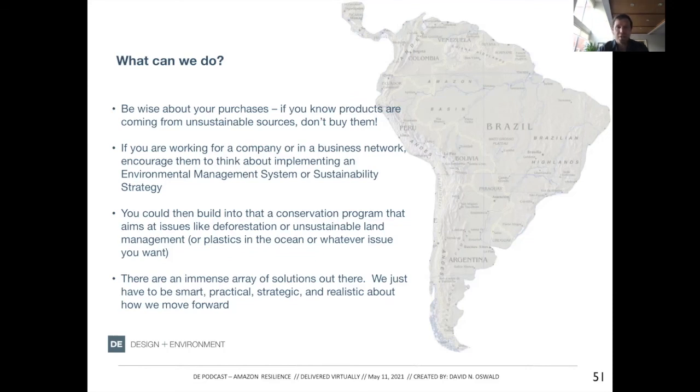You could then build that into a conservation program that aims at issues like deforestation and unsustainable land management, plastics in the ocean, or whatever. So you link your program to some issue, right? I know companies that focus on reforestation. A good example would be Forest Stewardship Council of Canada, which is really good at that. Faber-Castell, the company that makes pencils and stuff, they do a ton of reforestation.